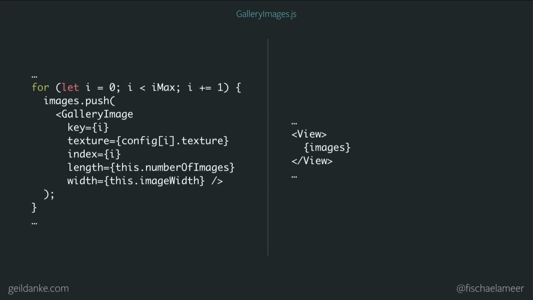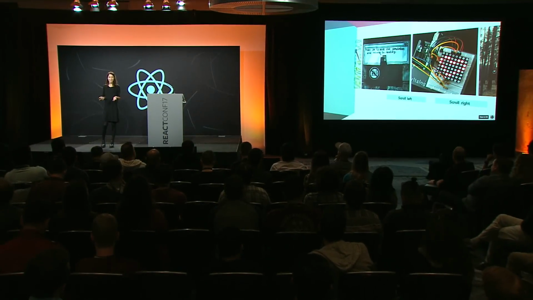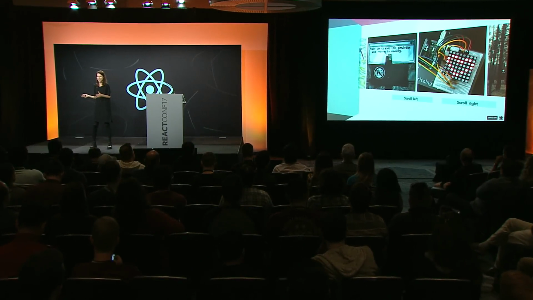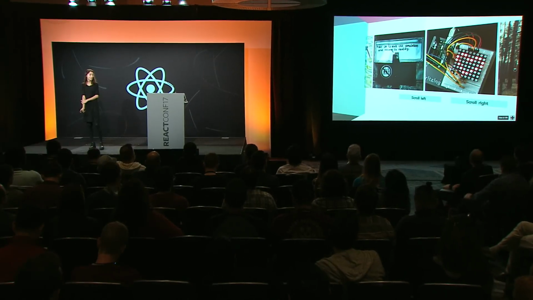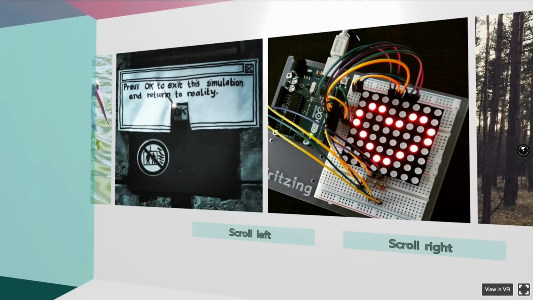By default, the view component uses a Flexbox style layout and displays all children with a flex direction column vertically one above the other. And to arrange the images horizontally next to each other, they just have to adjust the style property and use flex direction row. And again, that's it. Everybody here who's worked with WebGL or Three.js knows that we would have to write much, much, much more code than here with ReactVR. It's really awesome.